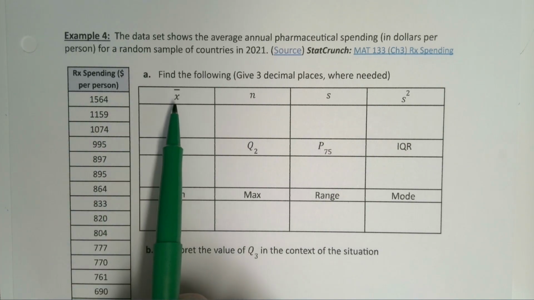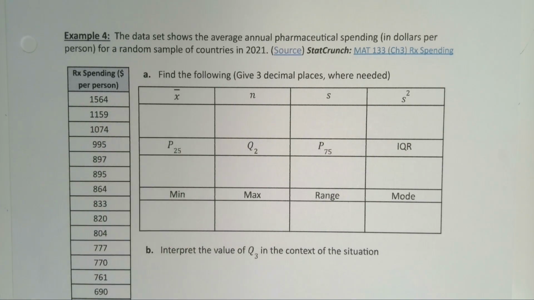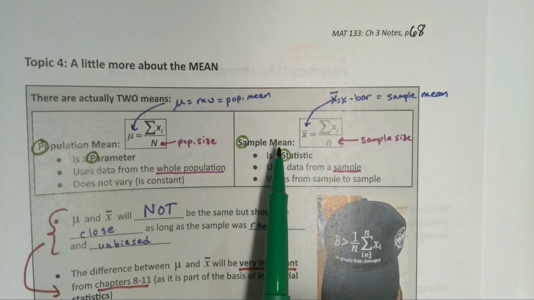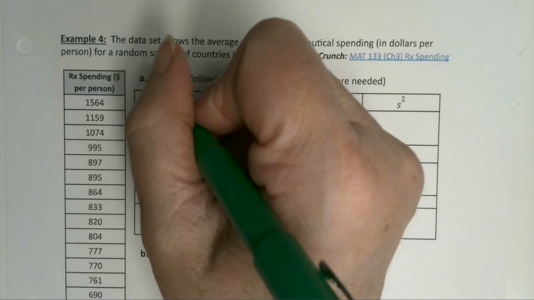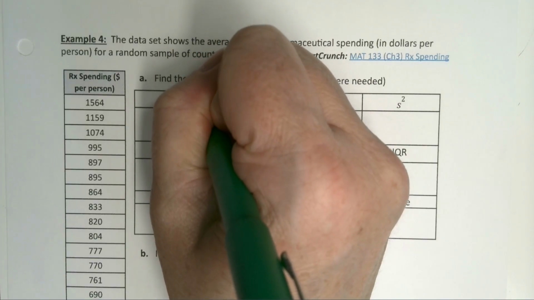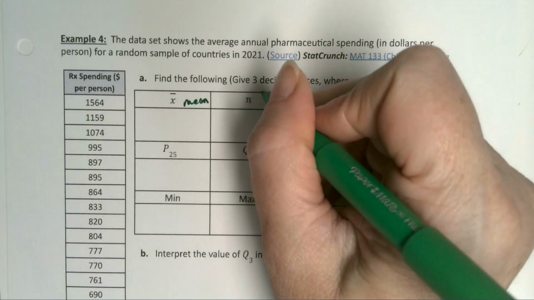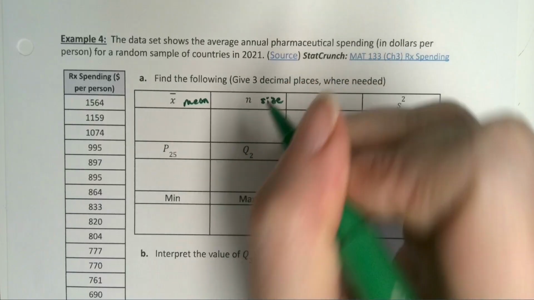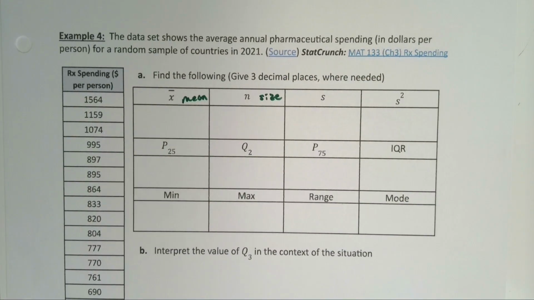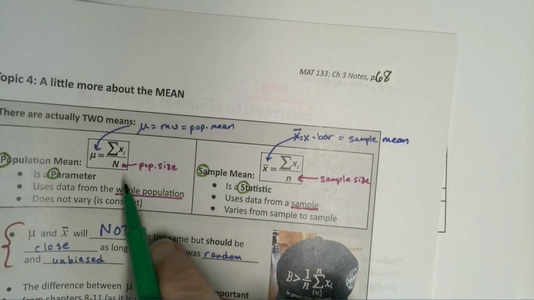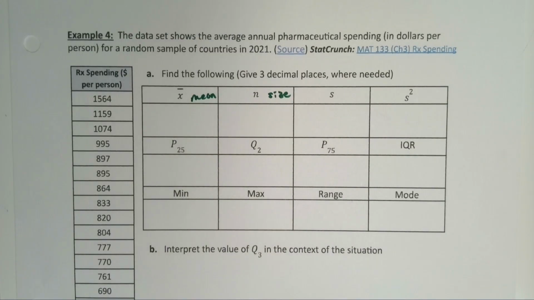So x bar, for example, we learned what x bar was back in section 3.1. It's the sample mean, right? So this is the mean right here. n is the sample size. We learned that in section 1.1, but it's also actually in the formula. Sample size is right there, right? It's opposed to capital N, which is population size.